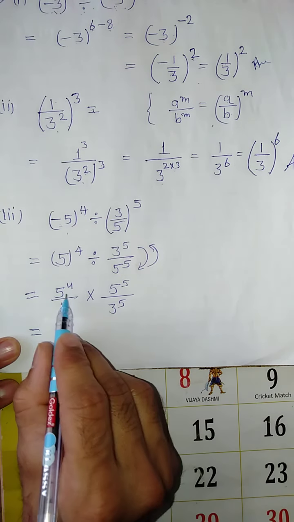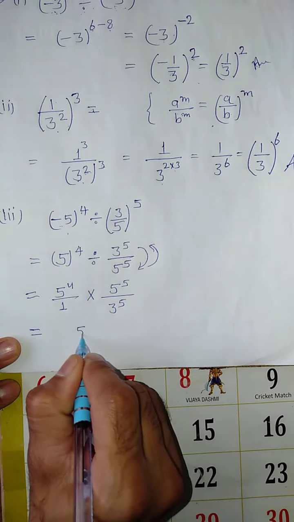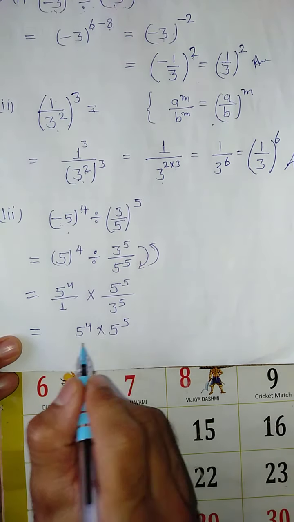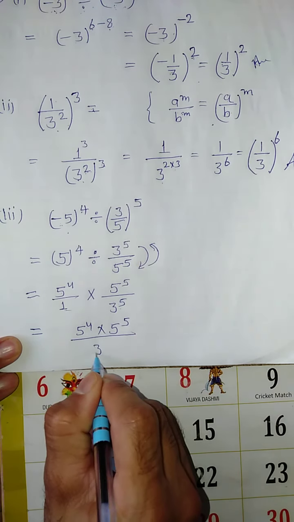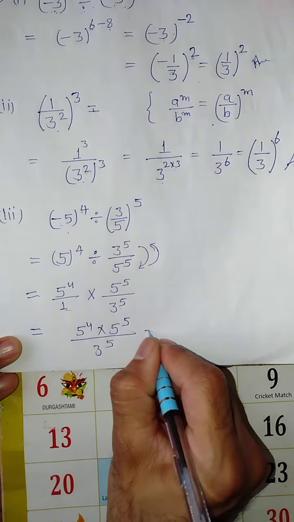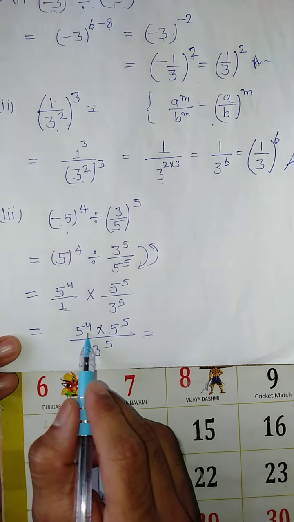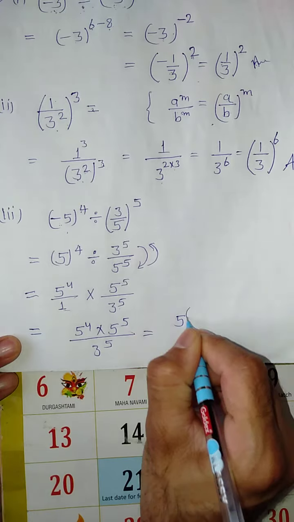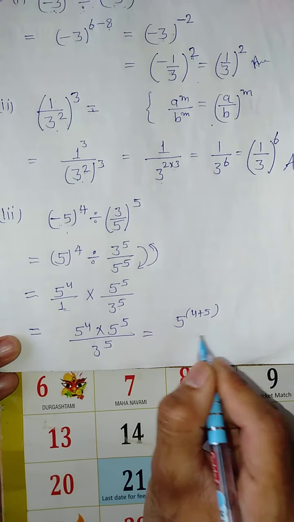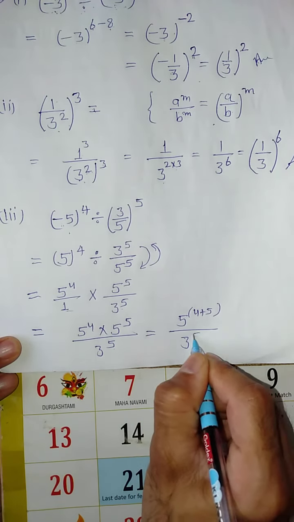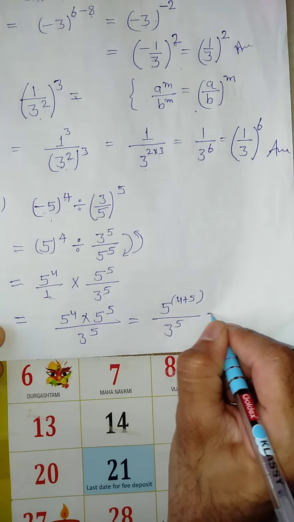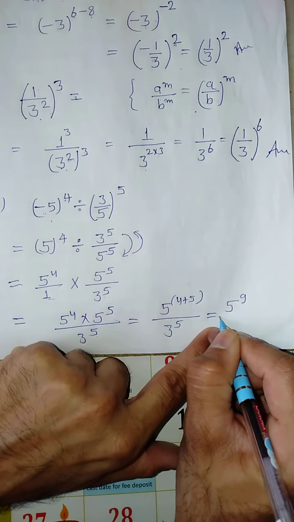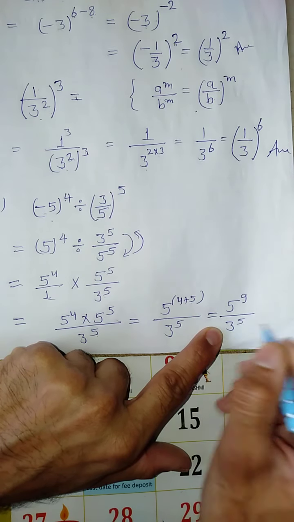So this will be equal to 5 power 4 multiply by 5 power 5 upon 3 power 5, right? Now see, bases are same, so power will be added. So 5 power 4 plus 5 upon 3 power 5 as it is. So this will be equal to 5 plus 4 equal 9. So this will be 5 power 9 upon 3 power 5.